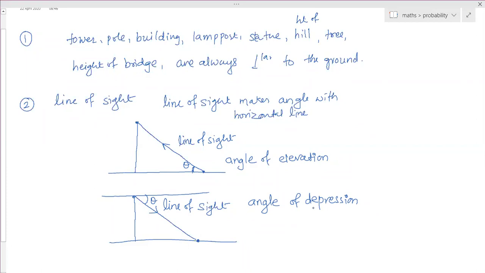Ma'am, but isn't there already a horizontal line down? Why did we consider another one? The person is at this position. His line of sight is here. The line of sight should make an angle with the horizontal line. So at that point of observation, we have to draw the horizontal line. This angle and that angle are equal. So for the solution, we are considering this angle. But we have to show this angle also because they have told angle of depression.